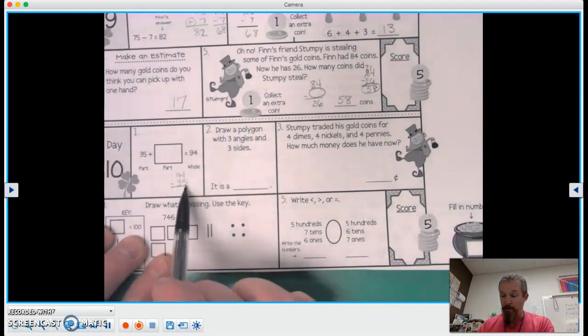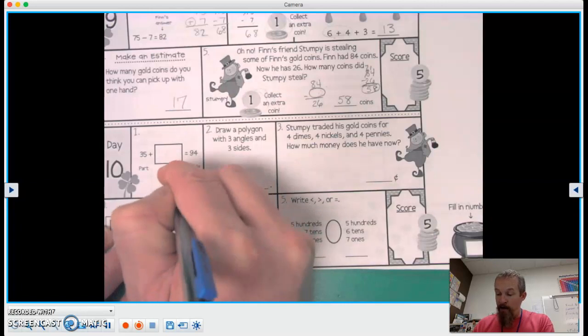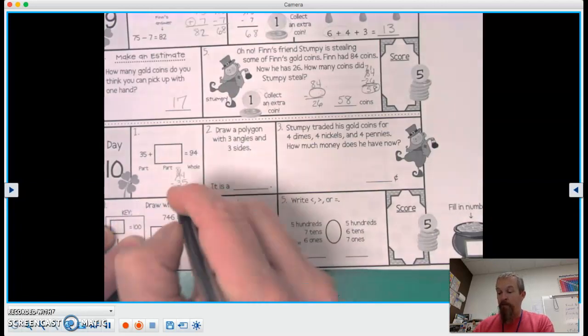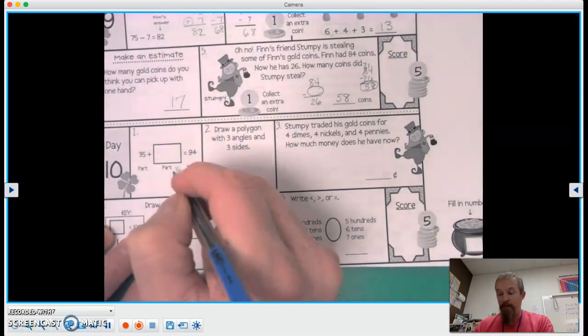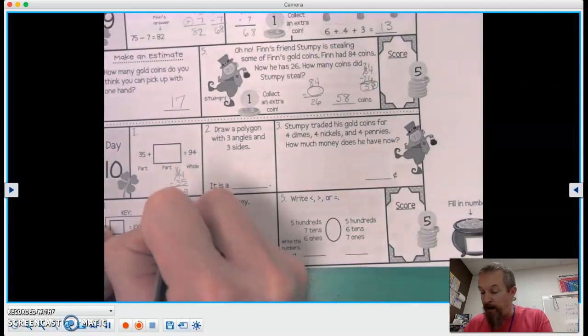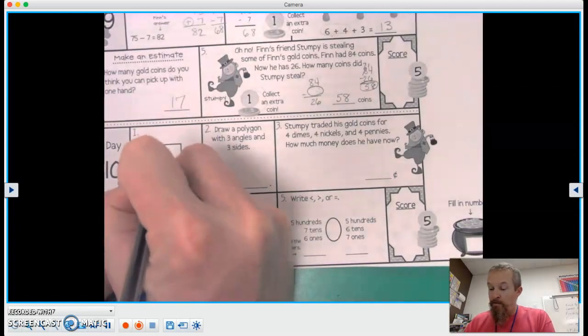Once again, we have more on the floor. Got to remember that, right? Borrow from next door. 14 minus 5 is 9. 8 minus 3 is 5. There we go.